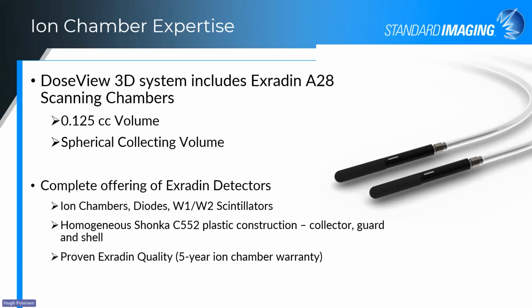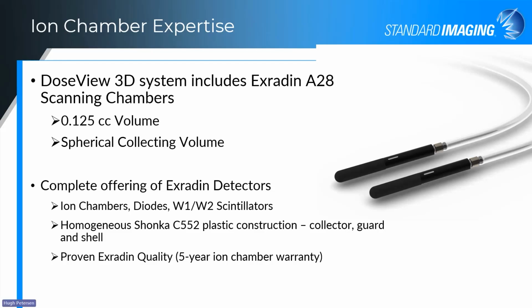And the nice thing about our chambers, and this is our whole chamber line, we utilize a homogeneous Schonka plastic collector, guard and shell. So all three main components of the ion chambers are Schonka conductive plastic. So there's no high Z materials in the chamber, so there's no beam perturbation, so to speak. It's a very robust system, and they're very strong too. Instead of using a graphite shell, it's that Schonka plastic, which is very robust. And because of that, we can offer a 5-year ion chamber warranty on all our ion chambers.